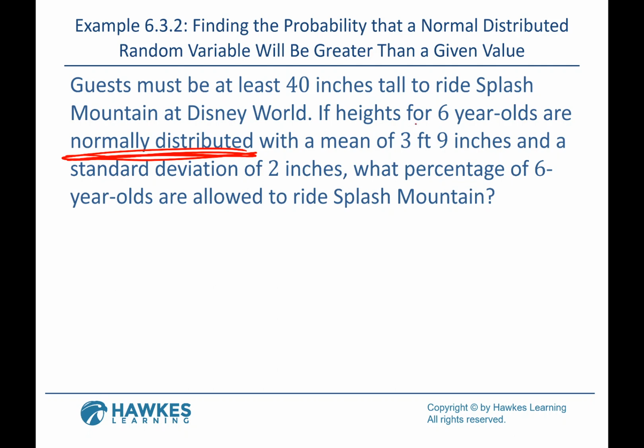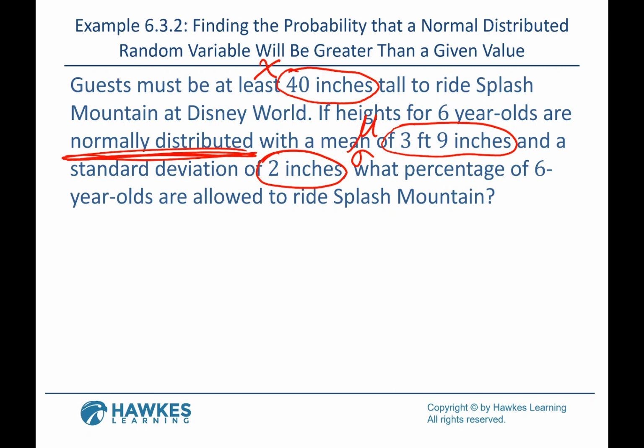It tells us the mean. It says the mean is 3 feet 9 inches. Standard deviation is 2 inches. And then what do we want to change to z? Well, it asks us what percentage of 6-year-olds are allowed to ride Splash Mountain. We'll go back to the beginning. It says they've got to be at least 40 inches to ride Splash Mountain. So 40 is our number that we want to turn into a z. 40 is our x, 40 inches. That's our x.